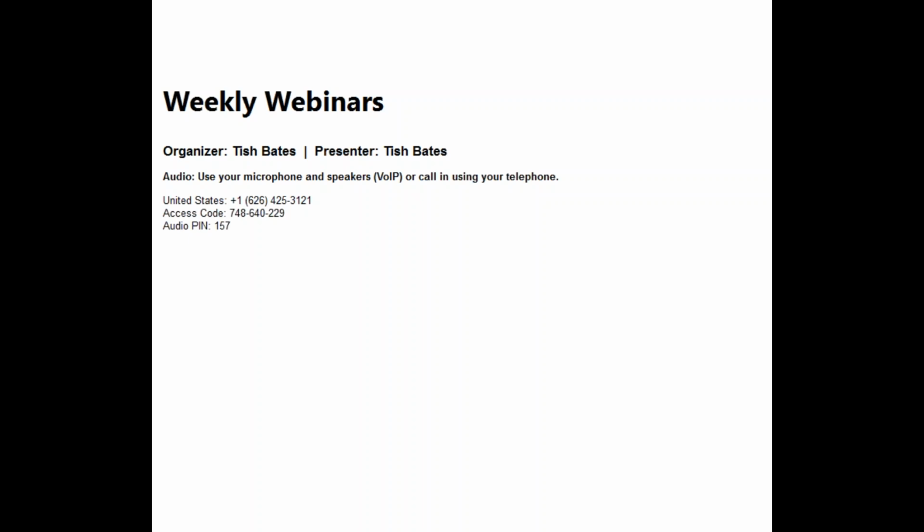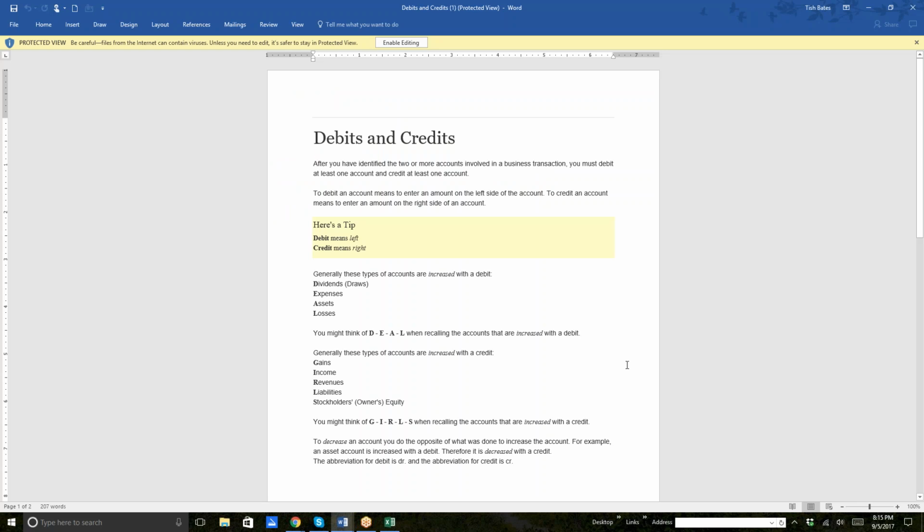One thing that I found kind of helpful with this is you might think of DEALS when we're calling accounts that are increased with a debit. So dividends, expenses, assets, losses, right? So that's one thing to kind of help you remember those, okay? Generally, the types of accounts that are increased with a credit are gains, income, revenues, liabilities, and stockholders' equity, okay? So think of GIRLS when you're recalling that, okay? So to increase your income, you're going to credit it, okay?